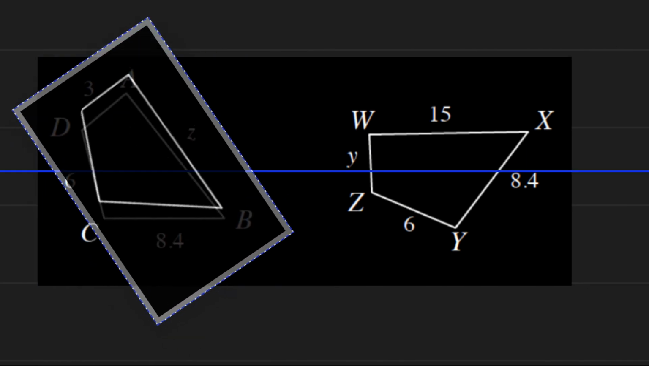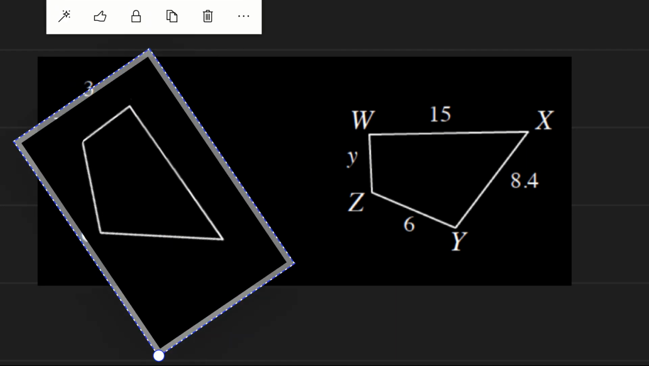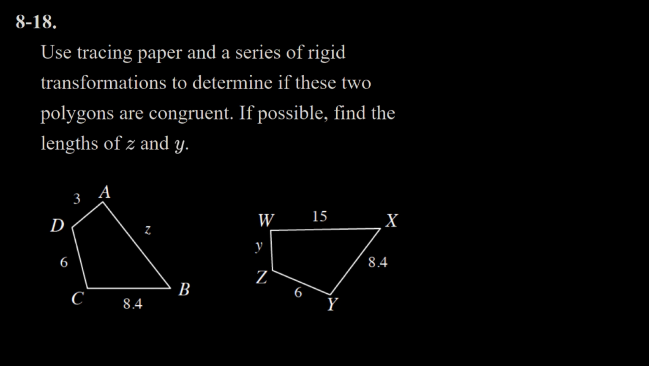So I'm convinced that they are congruent to each other, based on the fact that there appears to be two transformations I would do. I would translate point W to A. Let me write that down.